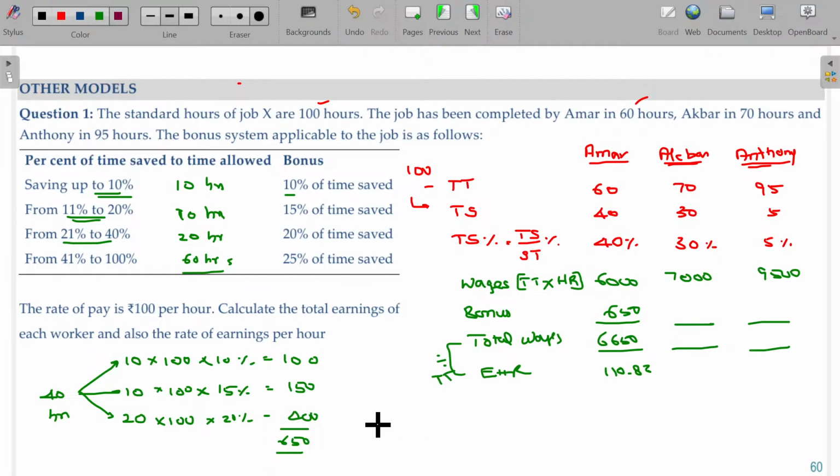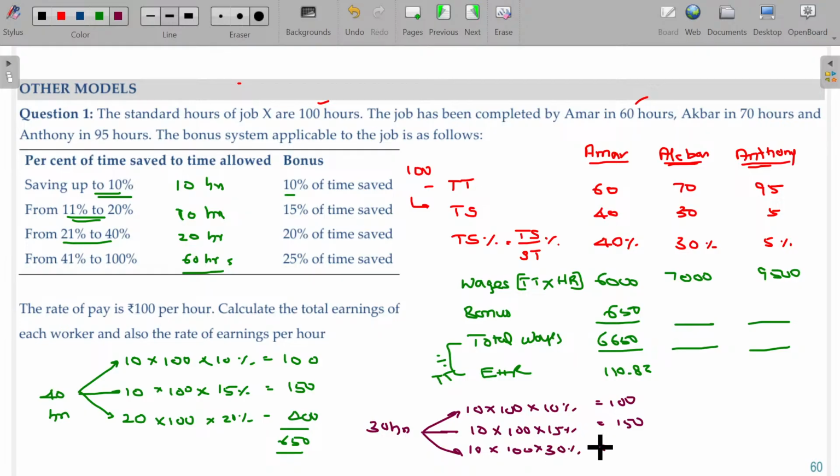In case of Akbar, he has saved 30 hours. Up to 10 hours into 100 rupees, 10% will be the bonus, 100 rupees. For the next 10 hours into 100 rupees, at the rate of 15% bonus will be offered, so 150. Beyond that, from 20 to 40 is eligible for only 20% being the bonus, but he has saved only 10 here. To the extent of hours saved falling in this block, eligible at the rate of 30% will be offered.